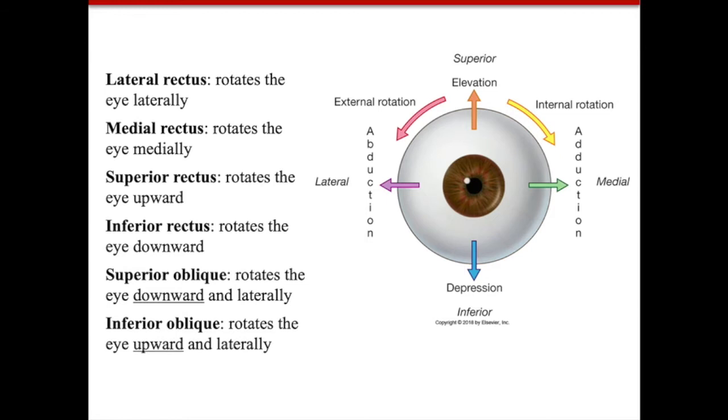As far as the obliques, they both turn the eye out. In the case of the superior oblique, it is out and down, so laterally and inferiorly, and the inferior oblique is out and superiorly, upward. So it's the opposite. The position of the superior oblique is superior, but in fact it is moving the eye down. The position of the inferior oblique is inferior, but it is pulling the eye up.